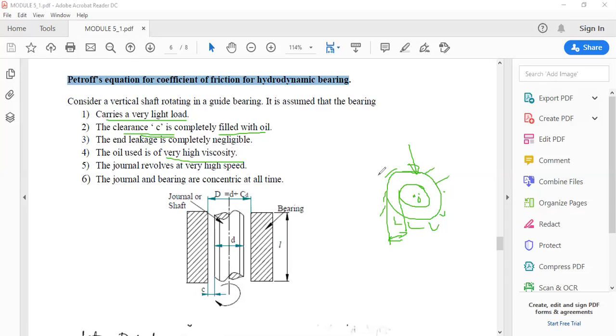If the viscosity is very high, a thicker film is formed, so that no relative motion is possible. That's why a moderate amount of viscosity is to be used here for the liquid. That should not be infinite, or very low. And the journal revolves inside the bearing at a high speed, and the journal and bearing are concentric at all times. So both the centers are concentric. The same sketch is represented here in the front view.